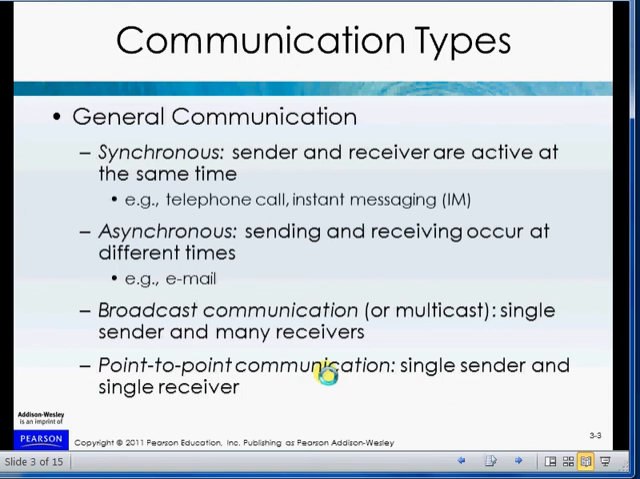Other communication types we should differentiate are broadcast versus point-to-point communication. When I'm on a telephone, for instance, there's a sender and a receiver, so it's a one-on-one communication, and that's the characteristic of point-to-point. Versus a broadcast, for example when I turn on the radio. It's a one-way communication, really one-to-many. One radio station broadcasts to perhaps thousands of individuals. So, broadcast versus point-to-point, and synchronous versus asynchronous.